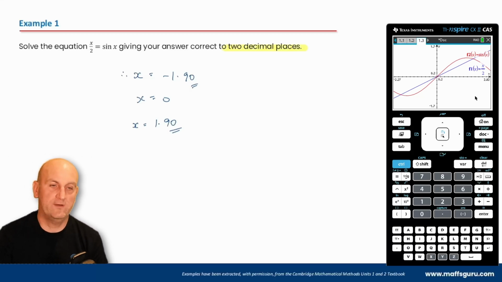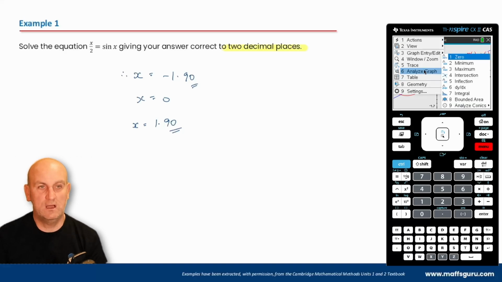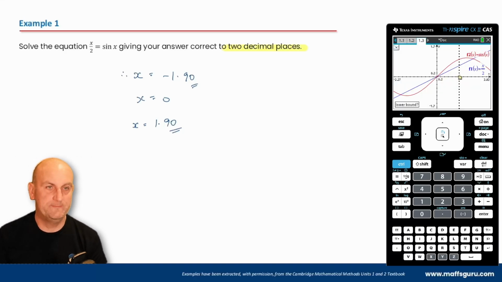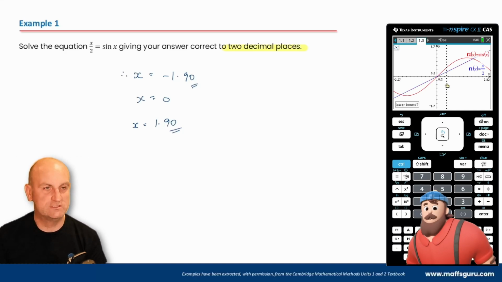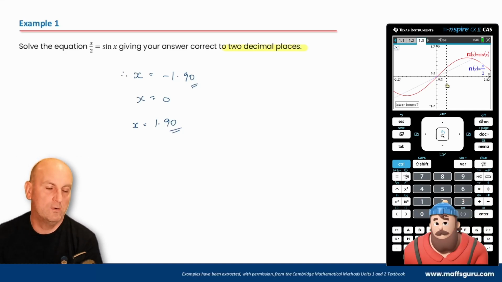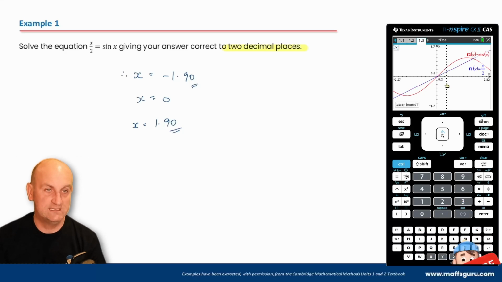Now, how on earth can you find that? Well, there's lots of different ways. You can go Menu, Analyze Graph, Intersection. Now, to do that, you have to basically look at the calculator instructions. So you'll see in the bottom left-hand side of my screen, it says lower bound. So basically I'm going to put that to the left of my intersection and then move it over to my upper bound on my right.